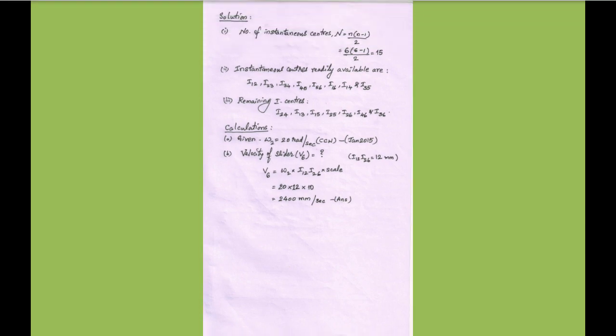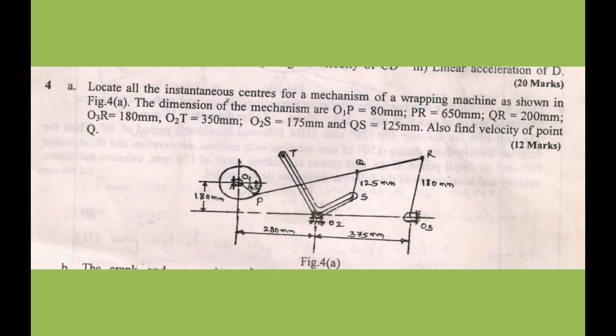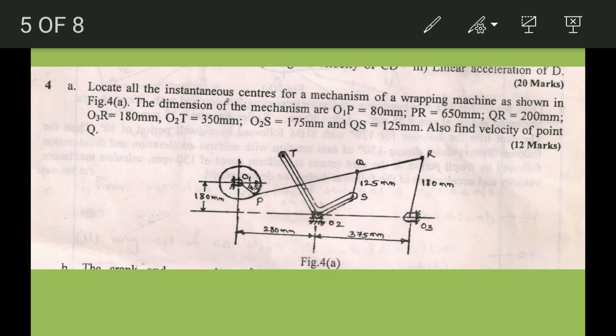In the next problem, see, given a 6-bar mechanism. It is called a wrapping machine. All these cardboard boxes and all, they have some automatic machines. So that is called a wrapping machine. So the wrapping machine is a 6-bar mechanism. There is also one more mechanism, the sewing machine, that is a 7-bar mechanism. So the number of instantaneous centers will be very high. Here it is 6 links.